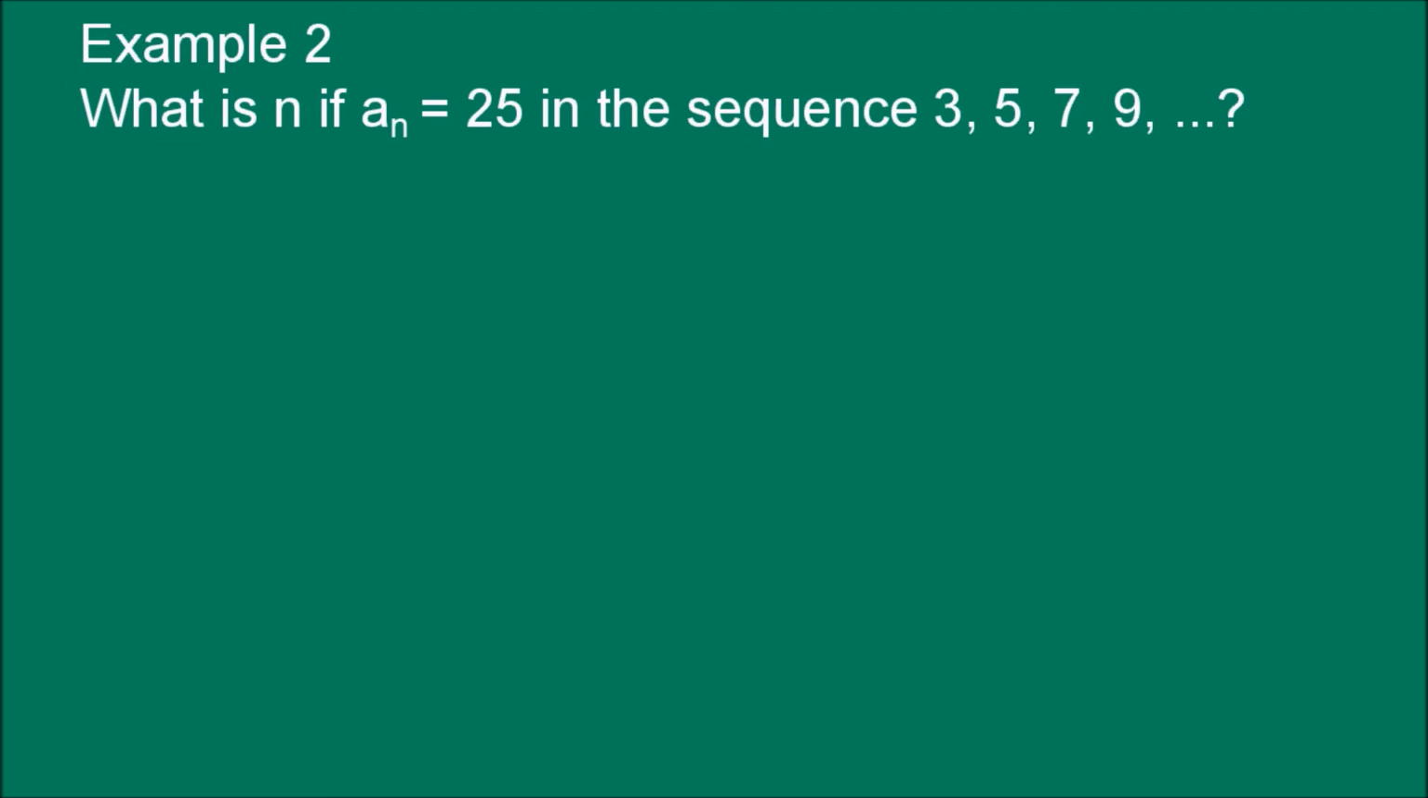How about example number 2? What is n if a sub n is equal to 25 in the sequence 3, 5, 7, 9? Therefore, the one that is asked in the problem is n, or the number of terms. For our given, we have a sub n, which is 25, a sub 1, or the first term, which is 3, and the common difference 2.